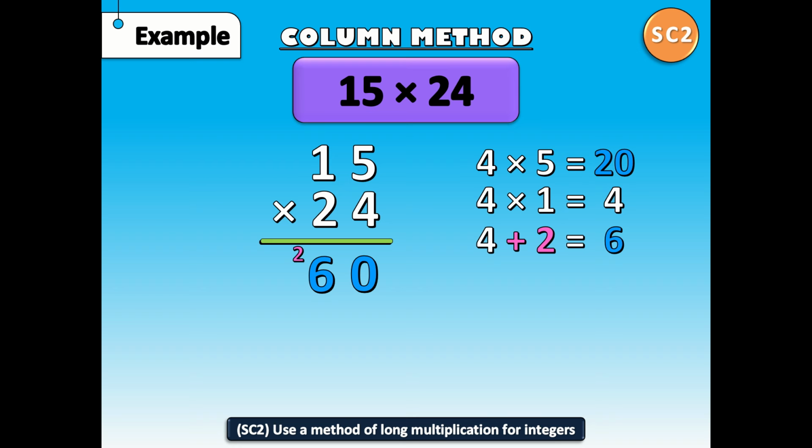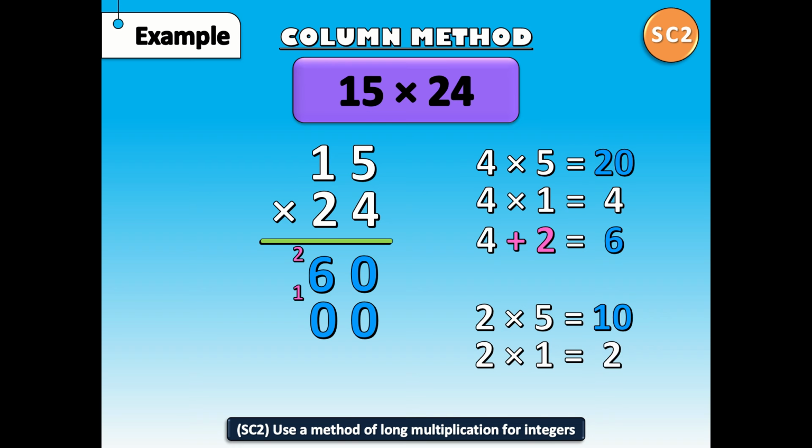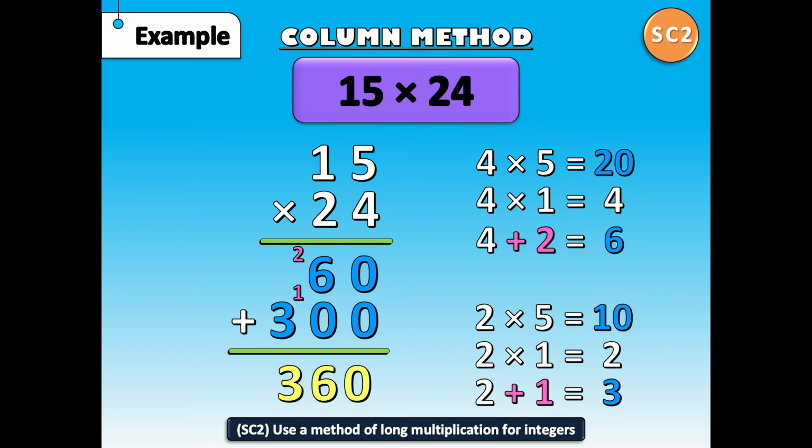Now we're going to times by the 2, and because the 2 is in the tens column, we need to add a 0 underneath. Then we do 2 times 5, which is 10, so we put 0 down and carry the 1. Then we do 2 times 1, which is 2. Remember to add on the 1 that we've carried, so that's 3. And now we can add these two numbers together. So that's 360, which is our answer.